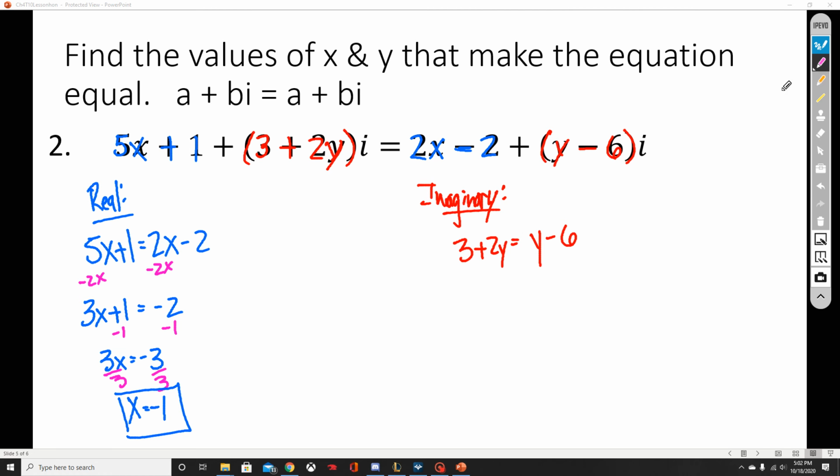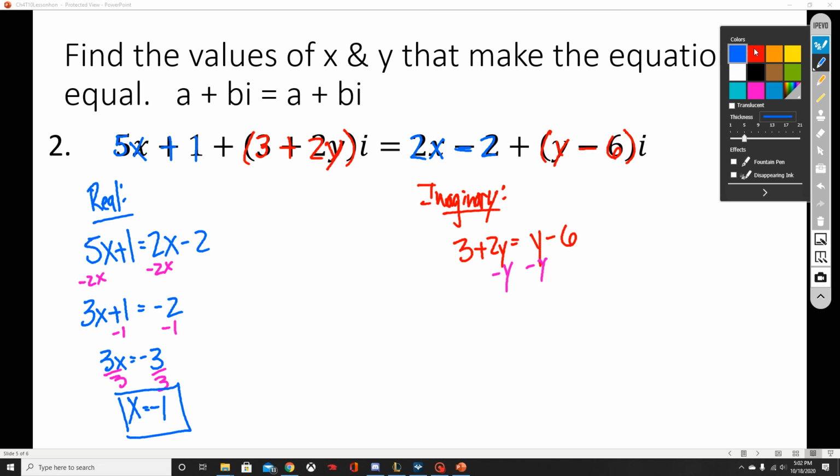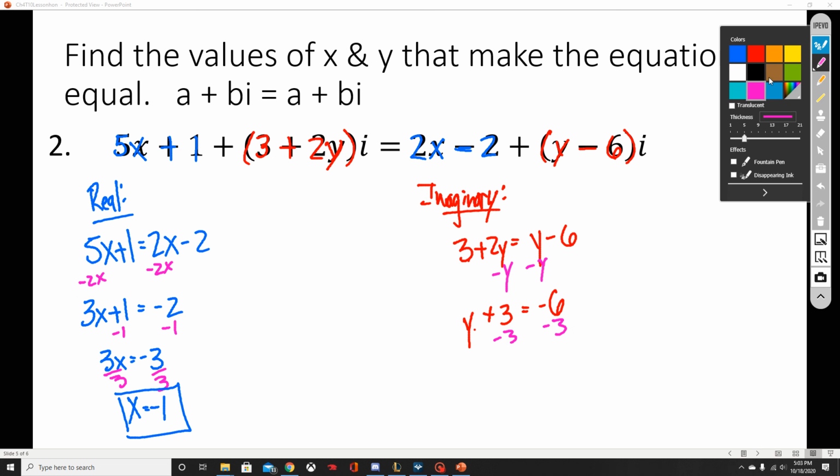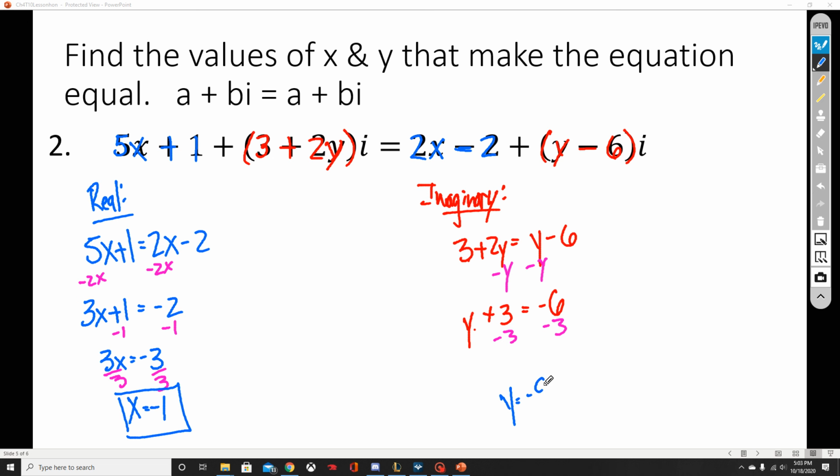Alright, let's do the same thing to find out what the y must be. So I'm going to subtract the y to bring it over here. So I'm going to have 2y minus y, so that's y, and then I'm just switching these. I'm going to put the 3 afterwards, and then equals negative 6. Alright, so 2y minus y is y, and then plus 3 equals negative 6. This is a one-step, minus 3. So y is negative 9. Alright, so for these two to be equal to each other, x needs to be negative 1, and y needs to be negative 9.